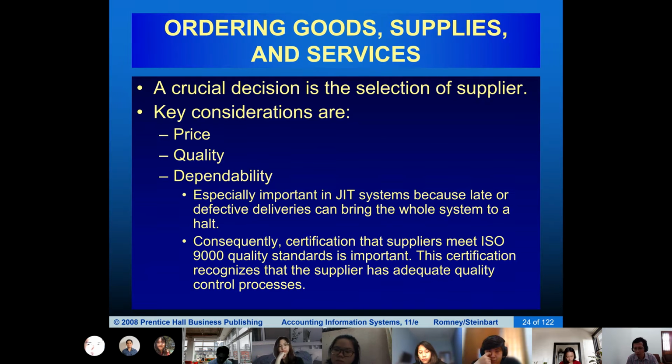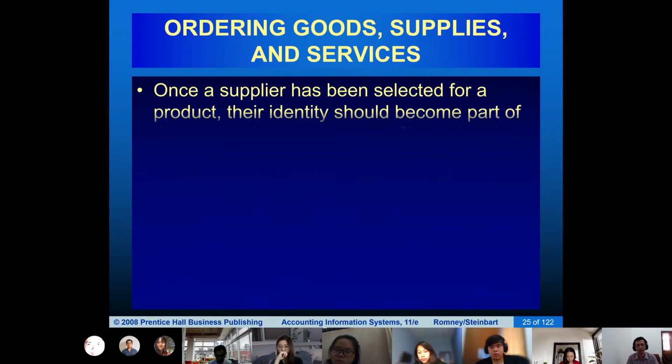Is it for an inkjet printer? Is it for photo? Is it for a laser printer? Different paper, different usage. And dependability. It means that they should be able to supply us with whatever product they promise. Some suppliers need to satisfy certain criteria like ISO or SNI or something like that.